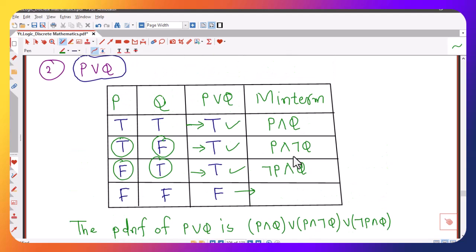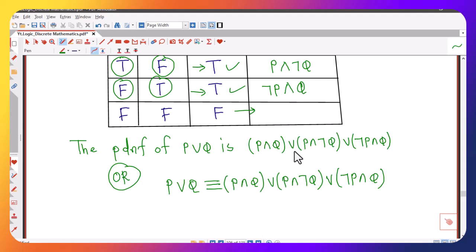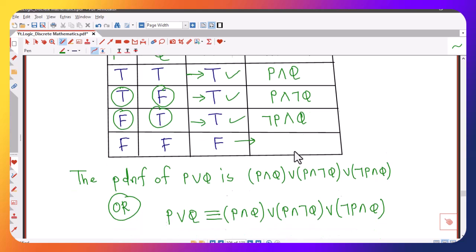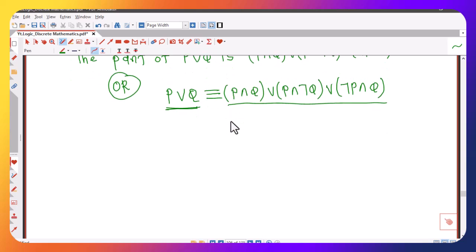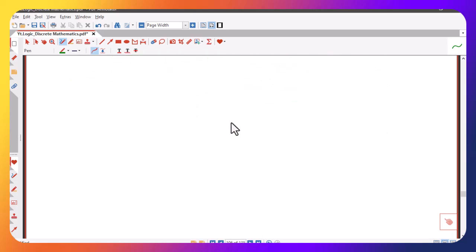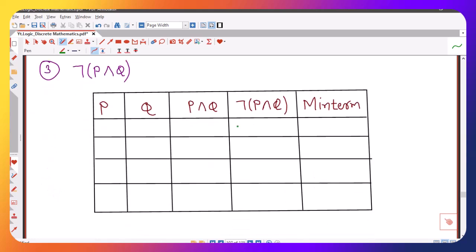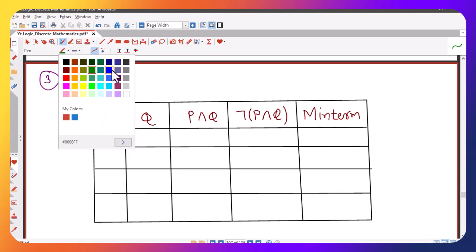So you can see it is very easy to write down the PDNF, or principal disjunctive normal form, and you can write this for the disjunctive normal form also. If you are asked to find the disjunctive normal form, then you can write down the principal disjunctive normal form also, if you are not comfortable with the methods of writing the disjunctive normal form. This is another formula for which we will try to write down the PDNF.